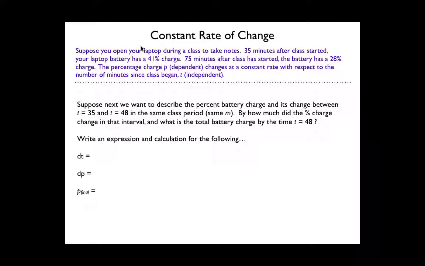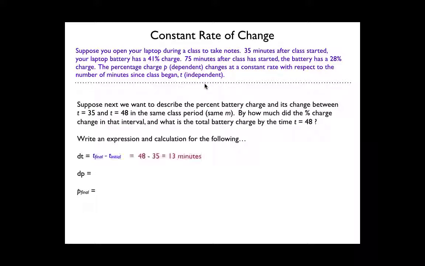So suppose that between time 35 and 48, same starting point, earlier ending point, we wanted to know how much the percent charge changed. We have this same rate of change that we're able to use because we're assuming that this is a constant rate of change, that 0.325% per minute decrease corresponds to the whole class period, or at least that time period between 35 and 75 minutes.